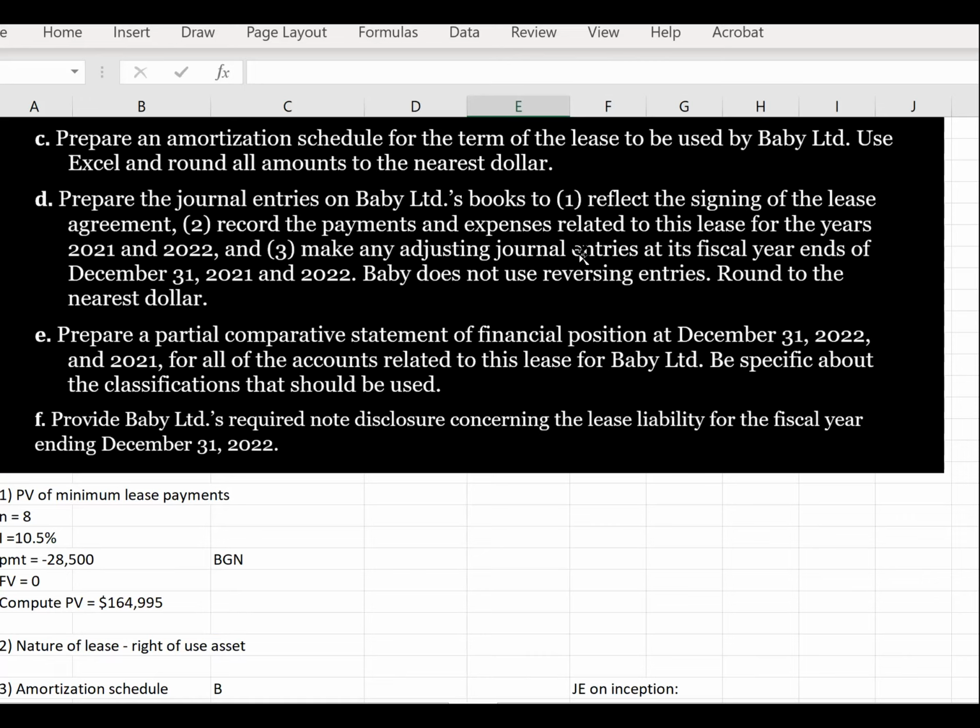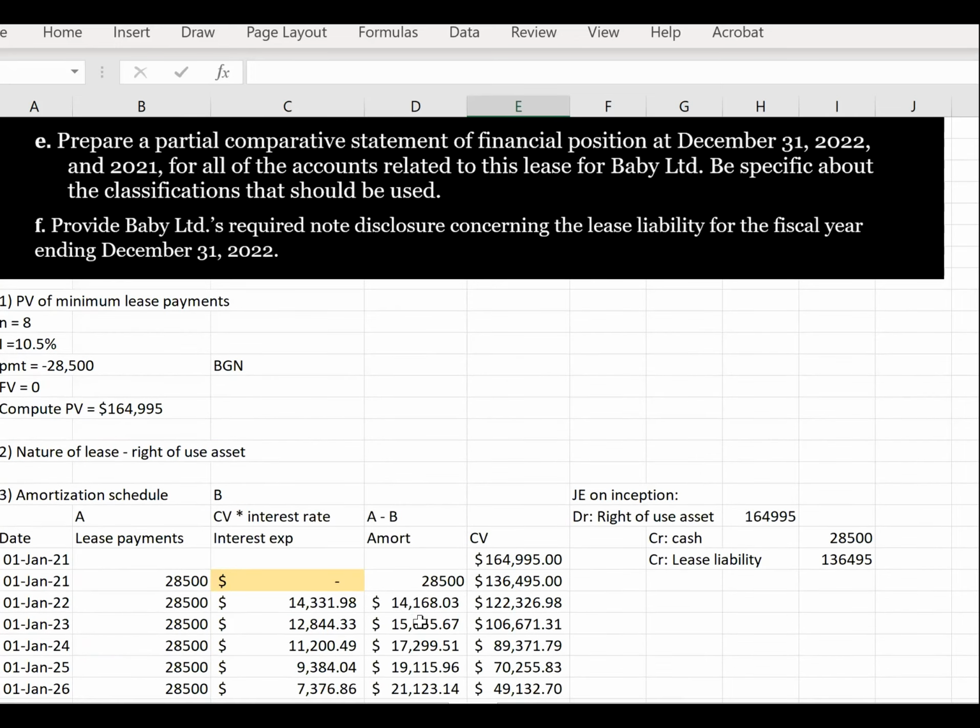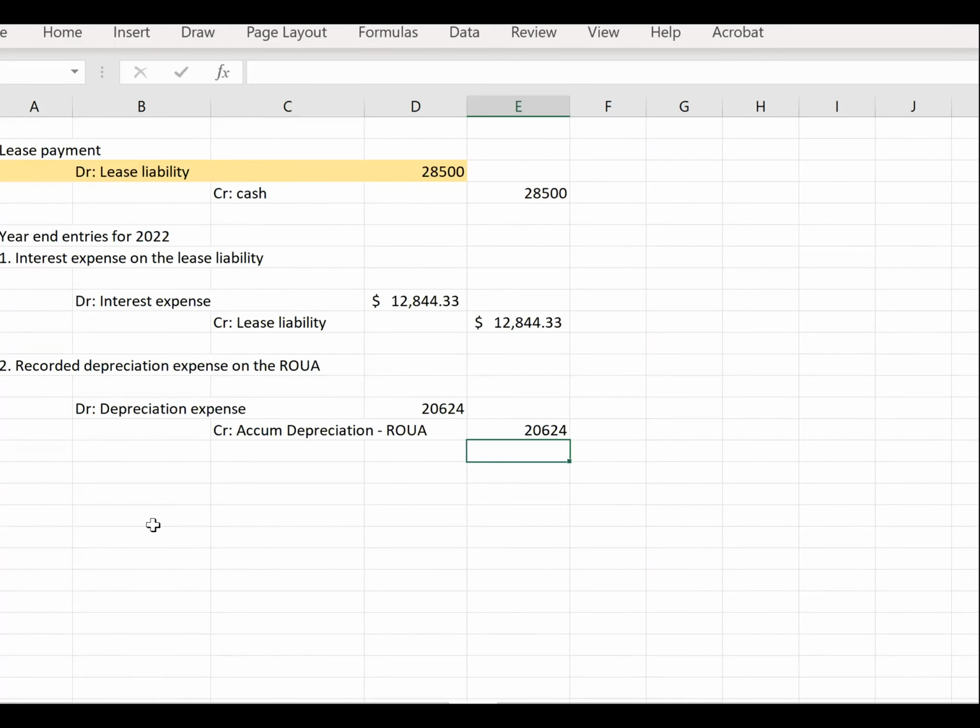Okay, so now we've got: prepare a partial statement of financial position at December 31st, 2022 and 2021 for all of the accounts related to this lease for Baby Limited. Be specific about the classifications that should be used. That means short-term versus long-term. So let's do that. We've got statement of financial position presentation, partial.